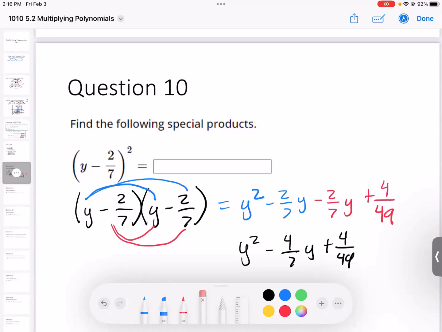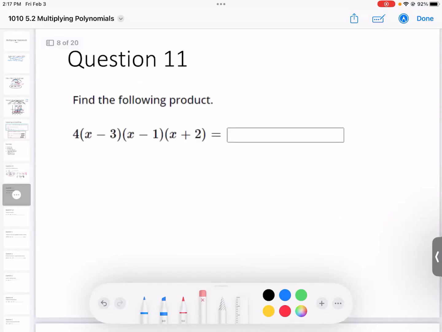Okay. The next one I'll go over is question 11. So on question 11, you have to do it in a couple steps because you can only multiply two polynomials together at a time. So in this case, we have 4 polynomials multiplied together because we have a monomial, a binomial, and a binomial. And so it's kind of like if you multiply a bunch of numbers together, like if you did 1 times 3 times 5 times 8 or something.